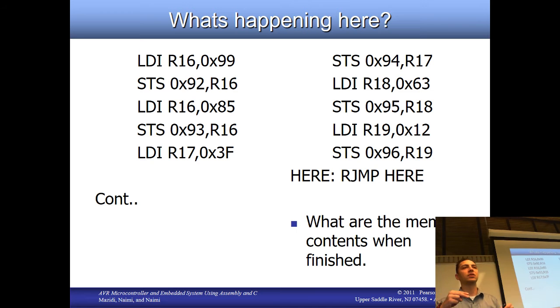Two steps to get the number into a memory location. When we talk about macros, next class maybe, you'll see that there are quicker ways to write it, although not quicker ways to execute it. And that's what this is. It's a group of LDI STS statements. So we're going to put 99 into location 92, 85 into location 93, 3F into location 94, 63 into 95, and 12 into 96. That's it. And that's all those instructions do. They do very simple things. And if you break it down one instruction at a time, it's pretty easy to see what's going on.